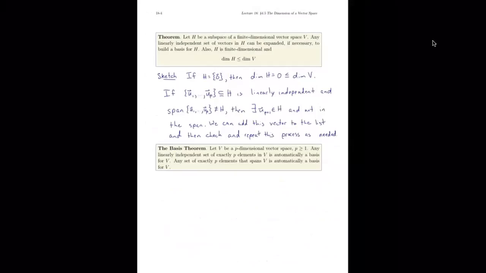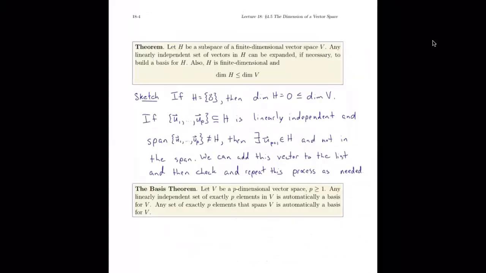I'll sketch the proof of this subspace dimension theorem that's given here. This is a kind of easy one to see once we get through that previous theorem we looked at. So if we let H be a subspace of a finite dimensional space V, any linearly independent set of vectors in H can be expanded, if necessary, to build a basis for H. And also, H is finite dimensional, and the dimension of H is less than or equal to the dimension of V. So let's start out with the easiest case.